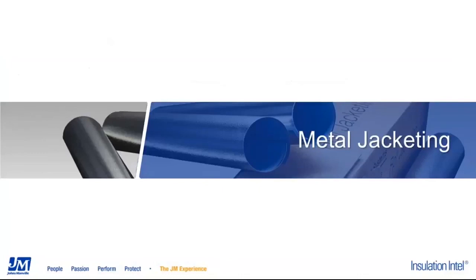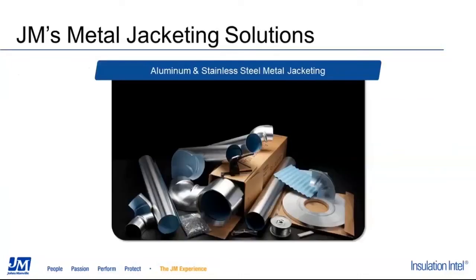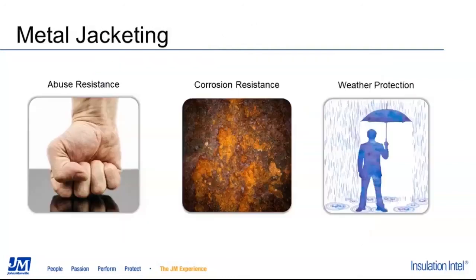Now we're going to be switching gears to the metal jacketing. Metal jacketing is a new offering to Johns Manville, and we offer both aluminum and stainless steel metal jacketing with various surface finish thicknesses, as well as accessories. And I will give only a high overview here. If you're interested in more information, the industrial webinar in January would be a great choice to attend.